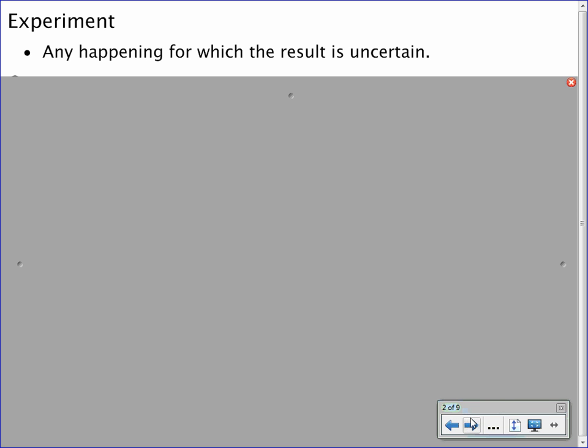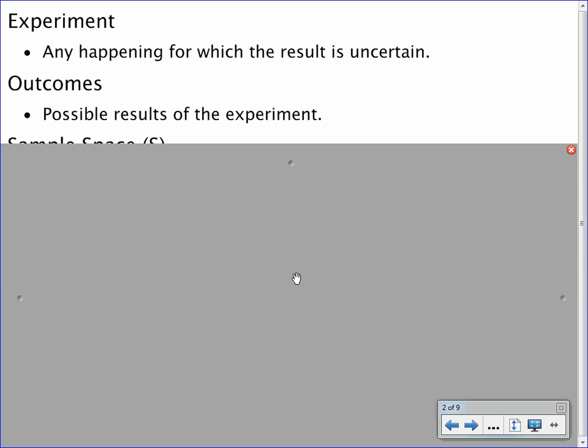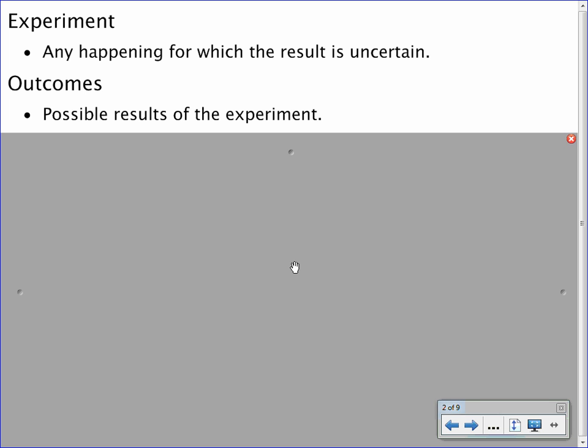All right, an experiment: any happening where the result is going to be uncertain. Okay? Rolling a pair of dice. Choosing cards from a deck. Spinning a spinner. We don't know exactly what's going to happen, but we know some possibilities of what could happen. We say outcomes are the possible results. So an outcome of rolling a pair of dice is adding up to 6.